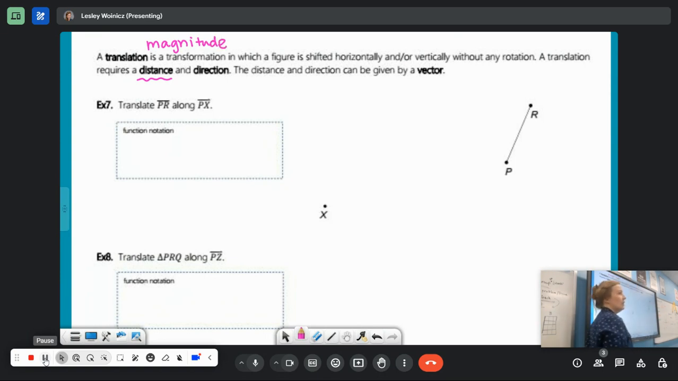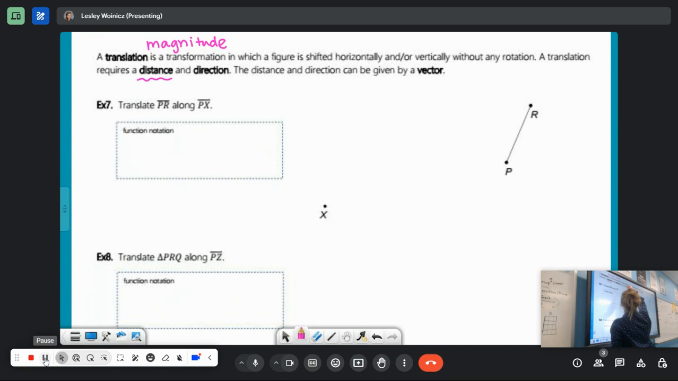Okay. Anyone here been in physics where they talk about vectors that have magnitude and direction? Seeing some nods, thank you. Stay tuned, it's coming. The distance and direction can be given by a vector, hence the magnitude and direction. Okay, so we are going to translate segment PR along the vector that goes from P to X.